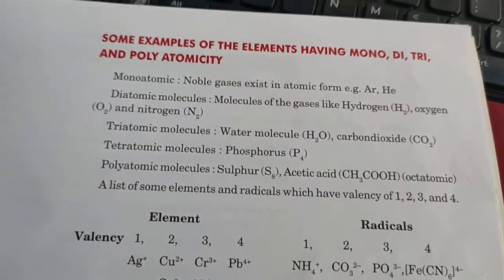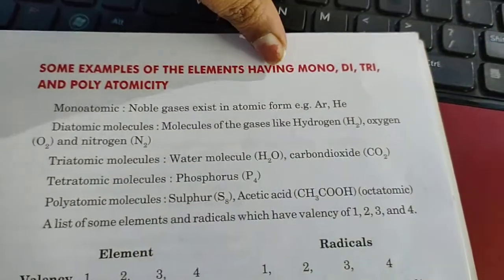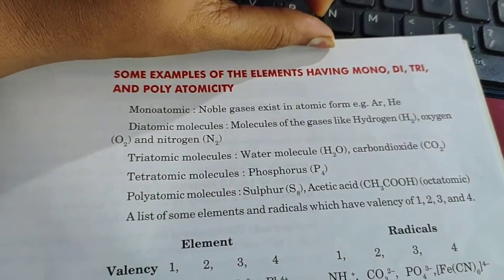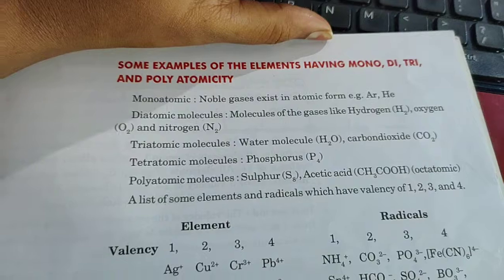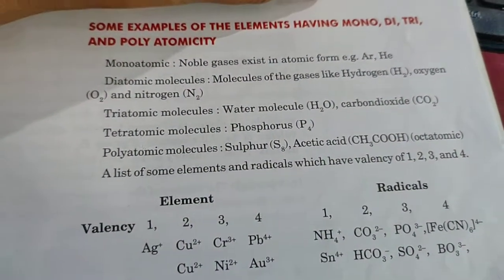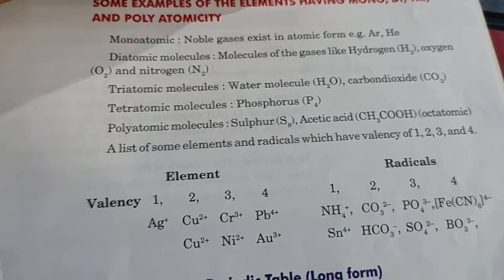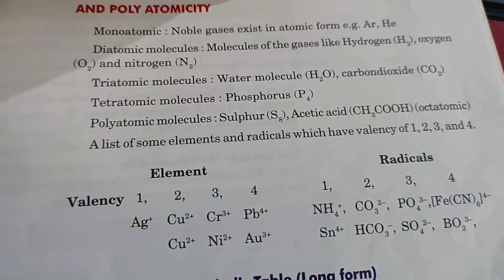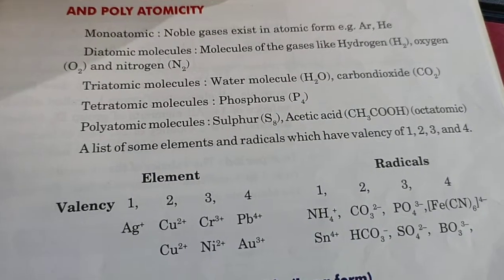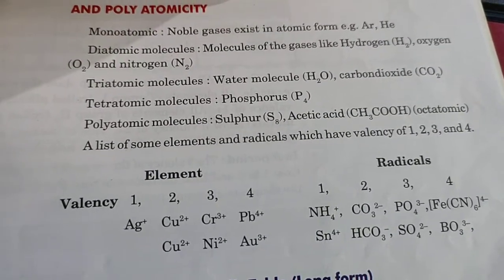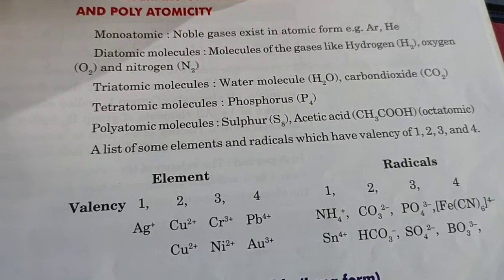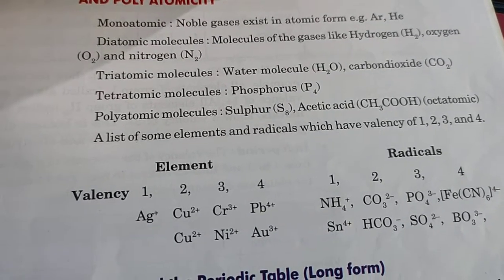Now let's see some examples of the elements having monoatomicity, diatomic, triatomic and polyatomic. So we know that noble gases generally exist in atomic form because they are stable. So that is why they want to stay alone. So that is why they are monoatomic.